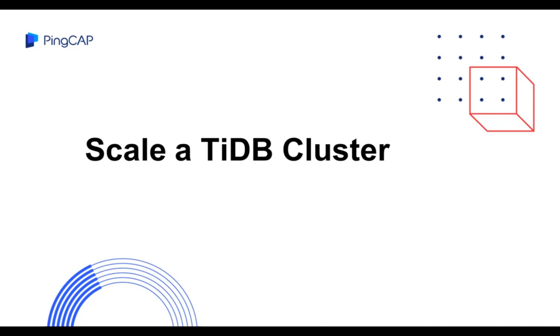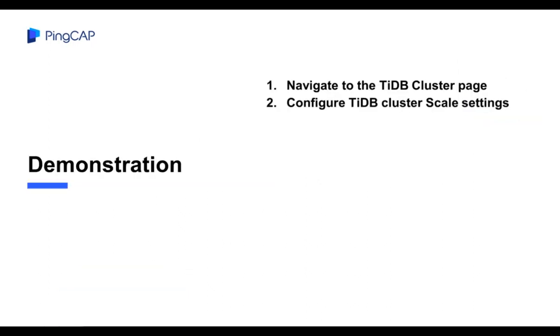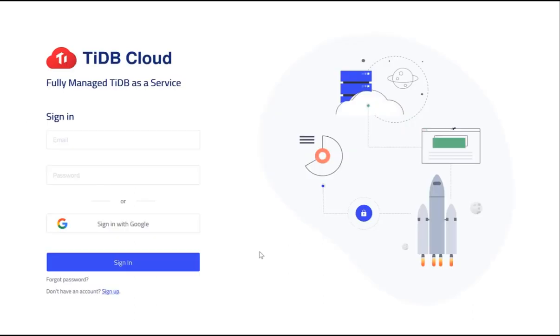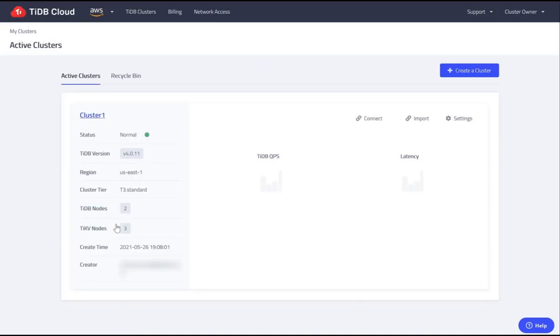Scale a TiDB cluster. In this demonstration, I will navigate to the TiDB cluster page and configure TiDB cluster scale settings. Sign into TiDB Cloud. This will take you automatically to the Active Clusters page. Click Settings in the upper right-hand corner of your screen. Click Scale from the drop-down list.